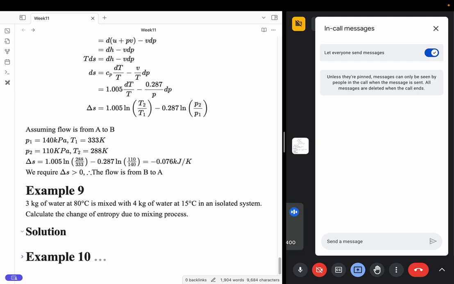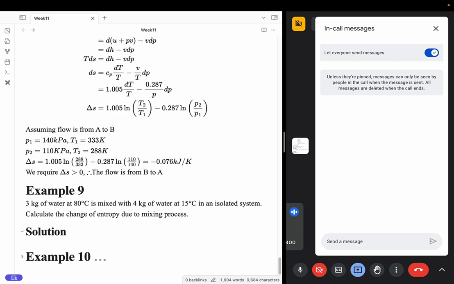So the next one is also a very straightforward problem. You have water at two different temperatures getting mixed in an isolated system. Again, the same thing. Since it is an isolated system, delta S should be greater than or equal to 0. But the mixing is an irreversible process. So how do you calculate the entropy change? This again is not an infinite reservoir. It has finite specific heat. So you have to do the integration and then calculate the final change in entropy.